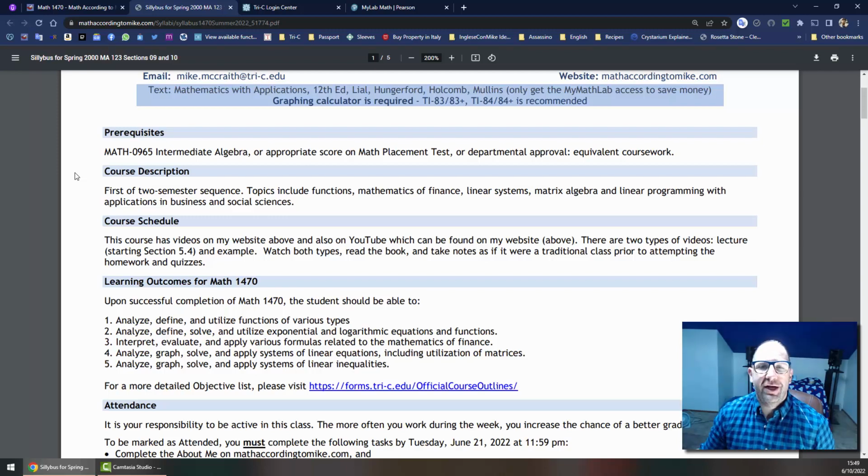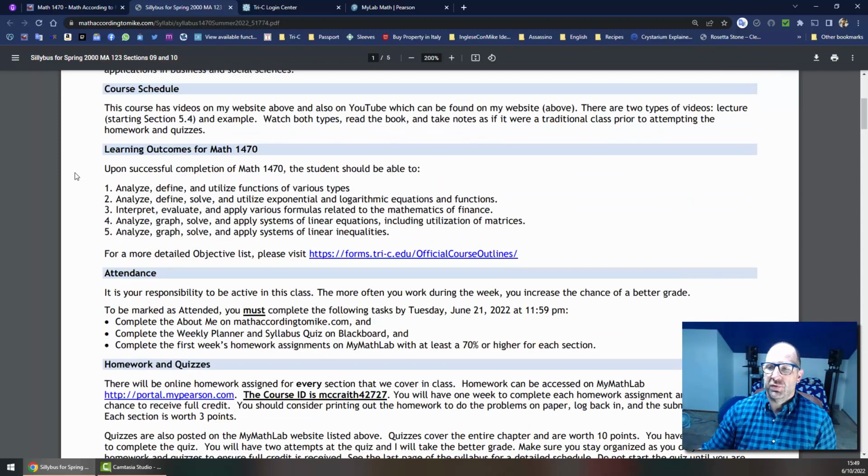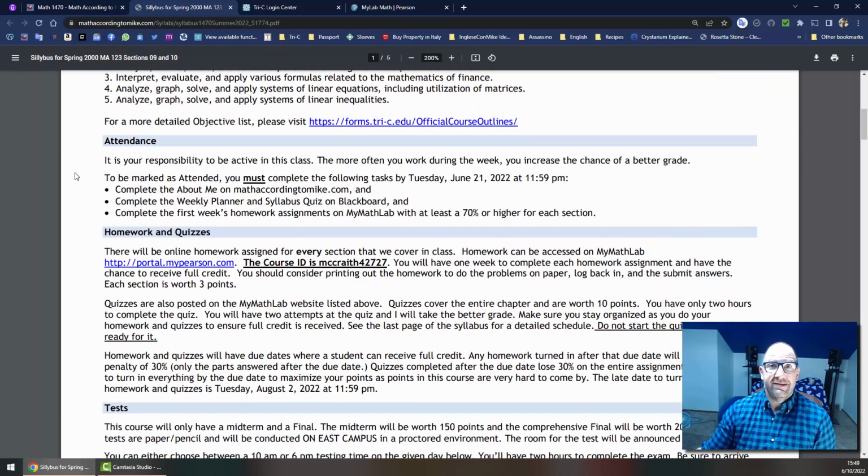Okay, learning outcomes will change depending on what the course is. You can read all that, and more information, you can click on that link. Attendance. So this is the big thing, especially right at the beginning. In order to be marked attended, you have to actually do something. So please complete these tasks, and there are technically 4 of them.